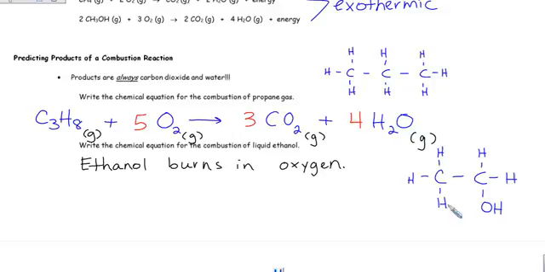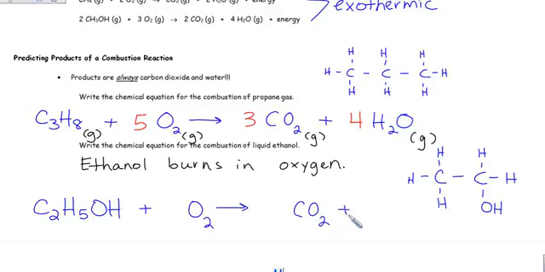So the formula is often written as C2H5OH. I have 2 carbon. Surrounding the 2 carbon are 5 hydrogen, and the 6th position is a hydroxide group. So again, if they say that it burns in oxygen, it just means that we're reacting the ethanol with oxygen gas, diatomic. And if you have an organic burning in oxygen, your products are carbon dioxide and water. And then all we have to do is balance.